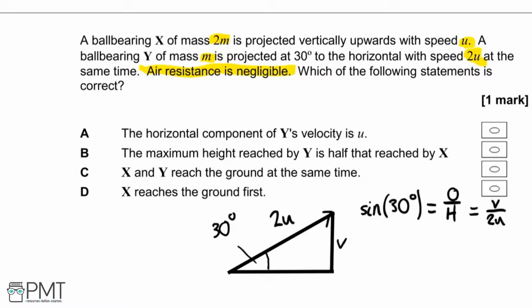Now, if we rearrange that to make v the subject, what we should find is that actually sine of 30 is 0.5. So it cancels with the 2 at the start of that expression. And then that just leaves us with u. So in actual fact, both ball bearings have the same vertical velocity upwards of just u. So on that basis, they'll both reach the ground at the same time. So the correct answer is C.